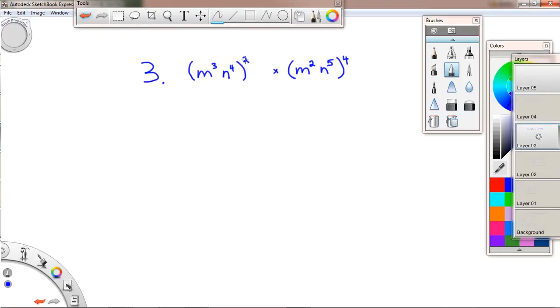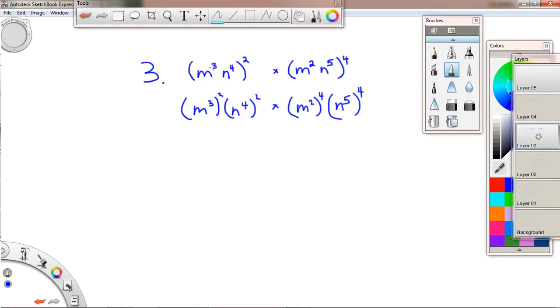And we know that when you have a product to a power, you need to raise each one of these to the second power. So I need to raise m to the third to the second power, and I also need to raise n to the fourth to the second power. And after I've done that, I'm going to raise m to the second to the fourth power and n to the fifth also to the fourth power. You don't need to write this step out really. If you can just see that this is going to be m to the sixth by multiplying the 2 times the 3, that's fine.